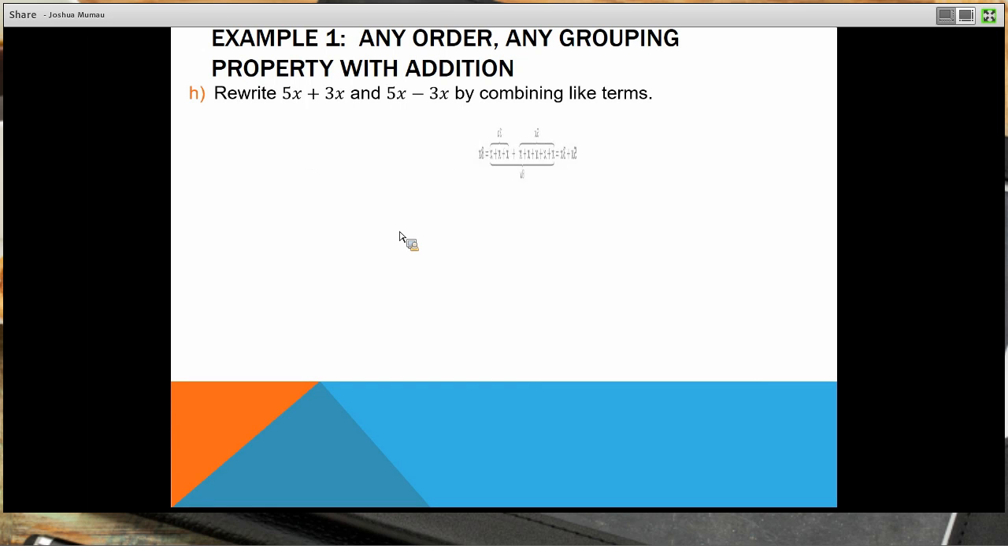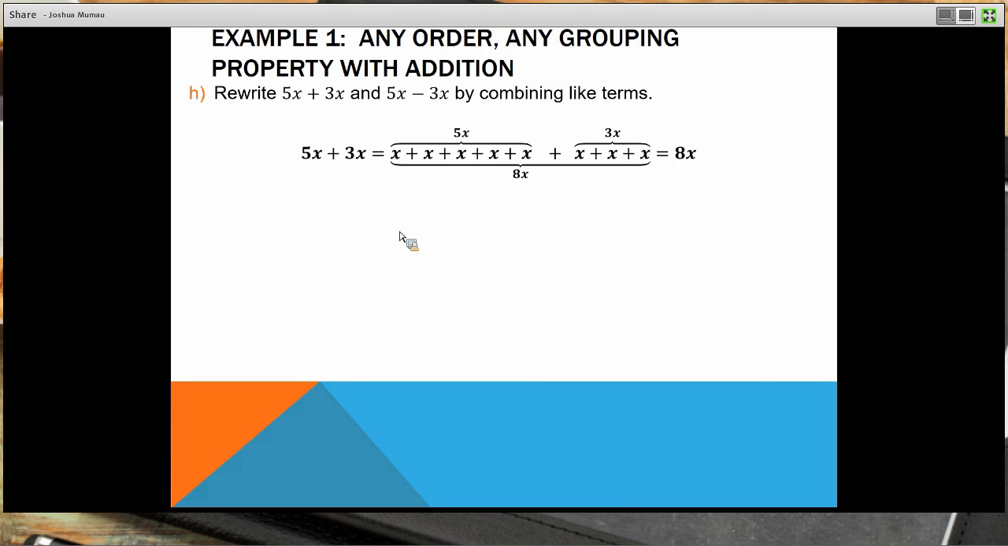Well, first, 5x plus 3x, that's the same as writing out x 5 times, added to itself. 3x is the same as adding x to itself 3 times. So when we combine 5x and 3x, we get a total of 8x. These are like terms. 5x and 3x both share an x. They have the same variable, and we can combine them because they are similar. And we get a total of 8x.